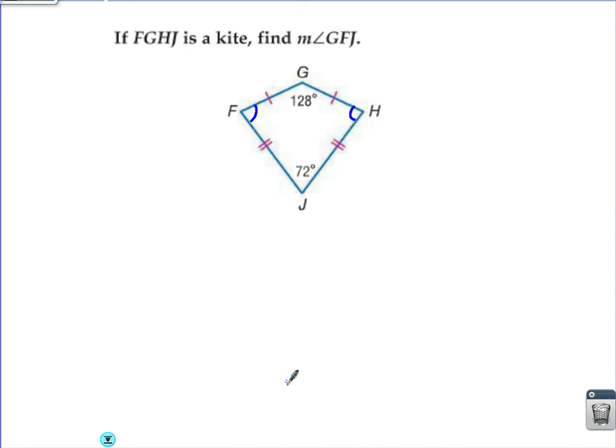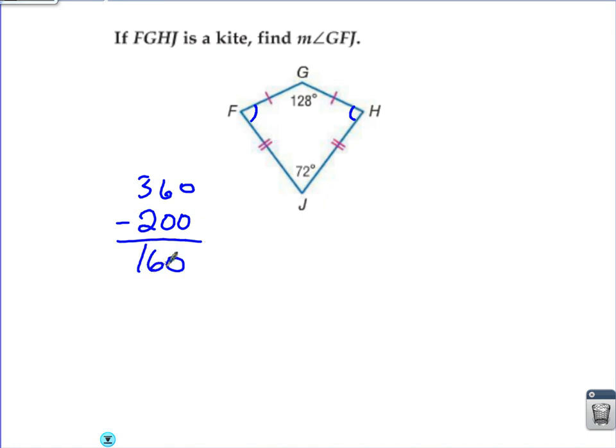Careful, four sides. That's triangle, three sides. Four sides will be 360. So we've already got 72 and 128. If you add those together, you get 200. Take that away from your 360, you're left with 160.